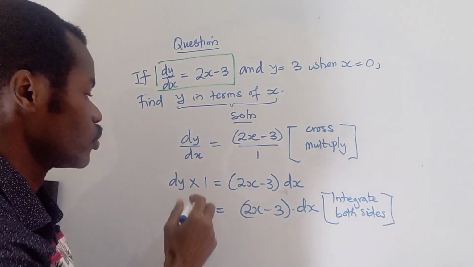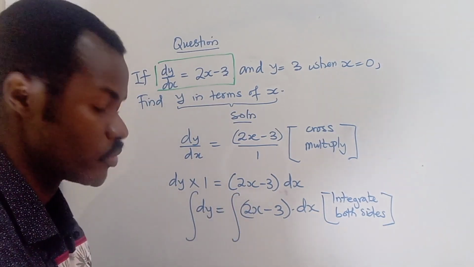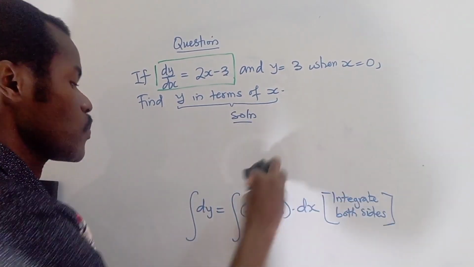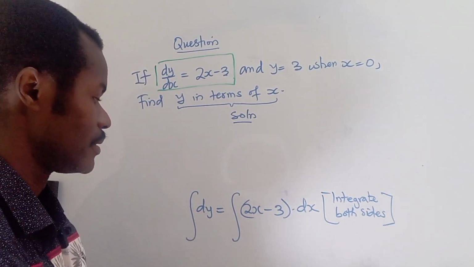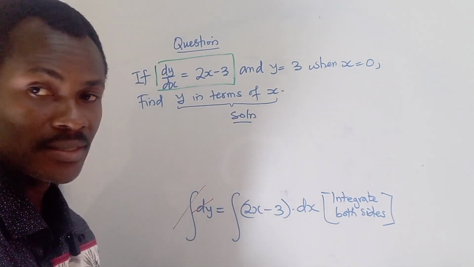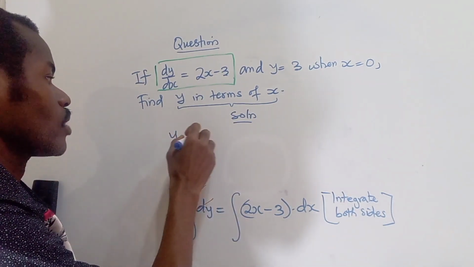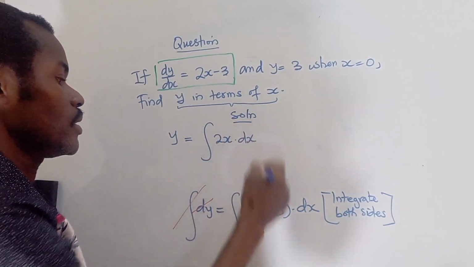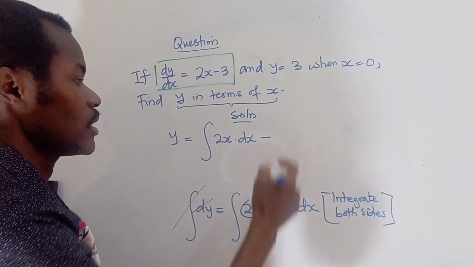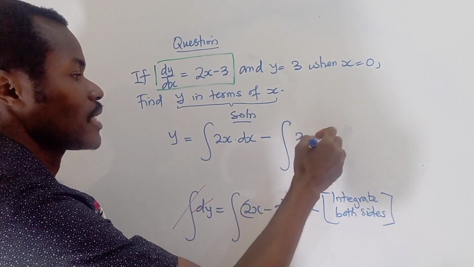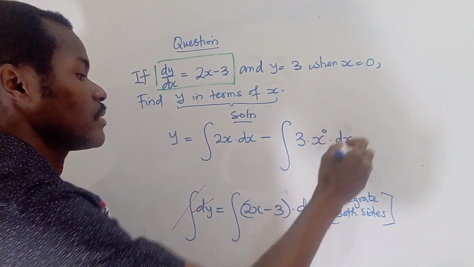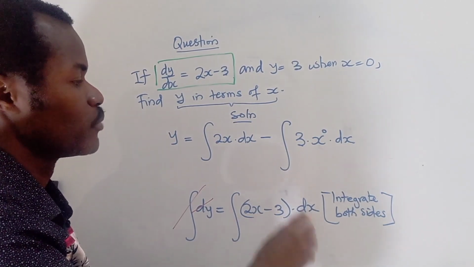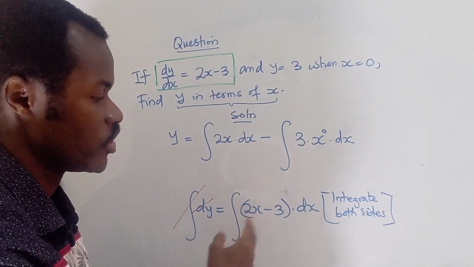All I need to do is introduce my integral sign on both sides. So let's integrate both sides and see what that gives us. The integral of dy means the integral sign cancels out the d, so we are left with just y. So y is the integral of 2x with respect to x, minus the integral of 3. But 3 also means 3 times x raised to the power of 0 multiplied by dx. Remember, x raised to the power of 0 means 1, so 3 times 1 is 3. We can express it in this form, integrating each term individually.